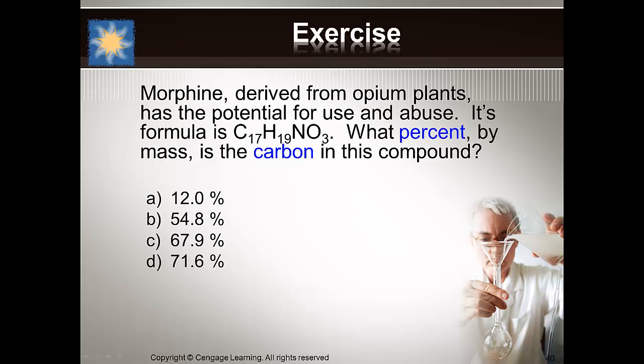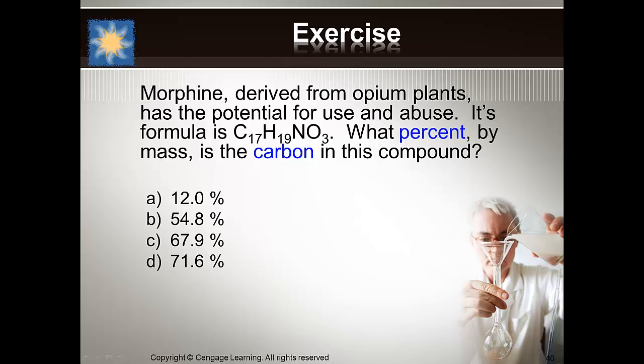Here's a practice exercise. Morphine, derived from opium plants, has the potential for use and abuse. Its formula is C17H19NO3. What percent by mass is the carbon in this compound? Is it 12%, 54.8%, 67.9%, or is it 71.6%? Well, we're going to have to work out the molar mass first. Okay? Then we're going to have to divide our C17, so it's going to be 17 times 12 for carbon, divide that by our total molar mass. Let's work this out.